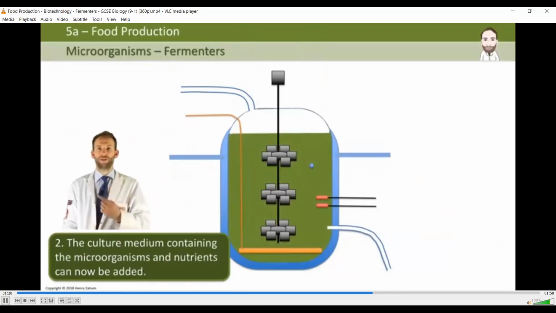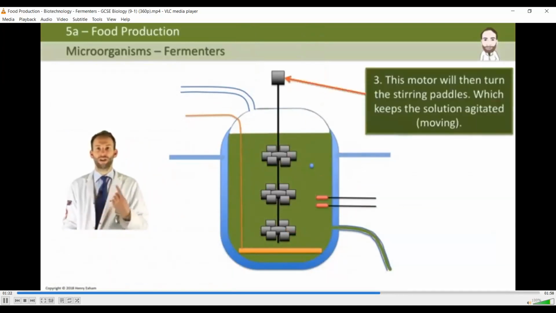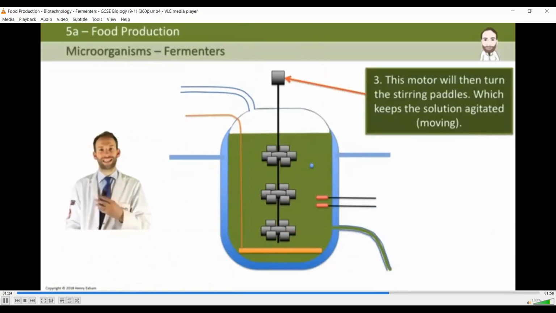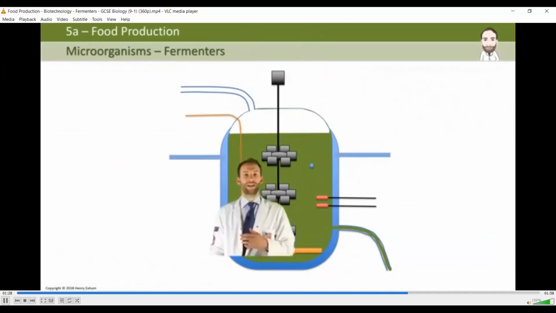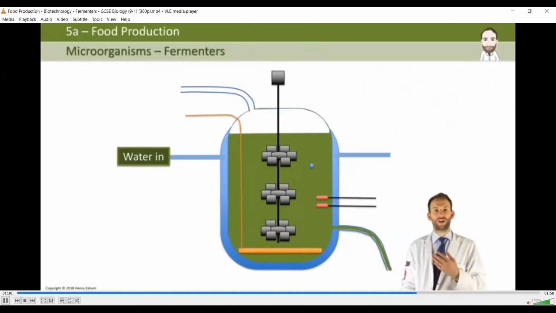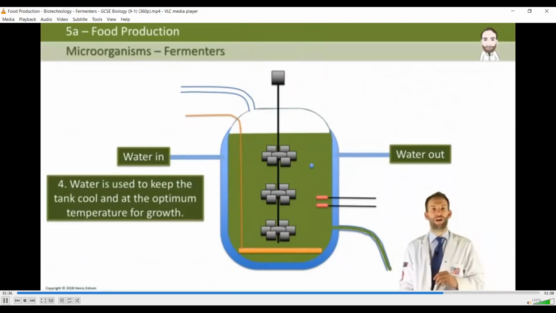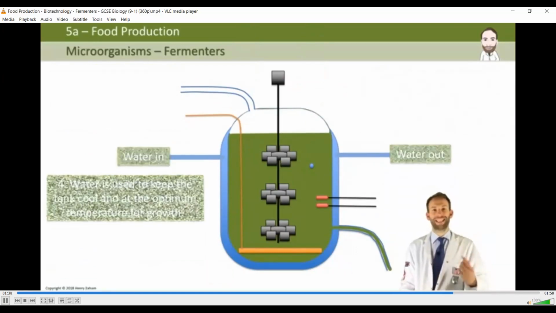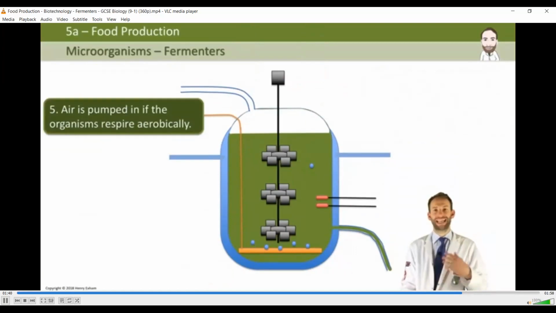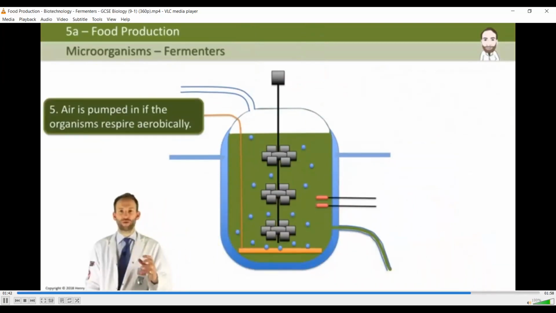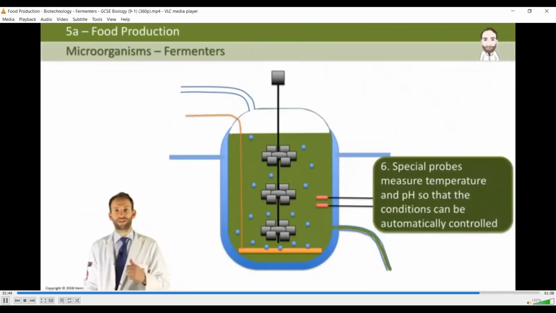You have a little motor that are going to turn some paddles, which keeps the solution what we call agitated. It keeps it moving. We've got to keep it all mixing round. We then also put a water jacket around the whole thing. You can then keep it at the complete optimum temperature for growth and for the enzymes to work. Air is also pumped in to keep the organisms respiring aerobically. And there's special probes that allow us to monitor the temperature and the pH so the conditions can be automatically controlled by a computer.